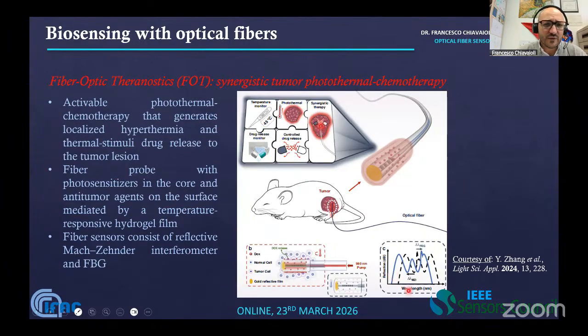This is one of the recent examples where there was a synergistic approach for tumor photothermal therapy and chemotherapy. There was a photothermal agent that delivers chemotherapy and also performs photothermal activity by heating the tumor at the same time. This device essentially is based on a Mach-Zehnder interferometer and a fiber Bragg grating to monitor temperature, combined with erbium-doped fiber that, with the pump laser, allows heating of the tumor.